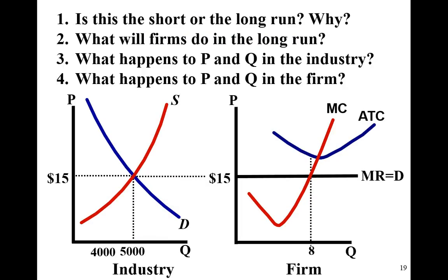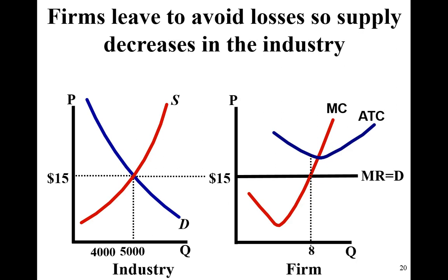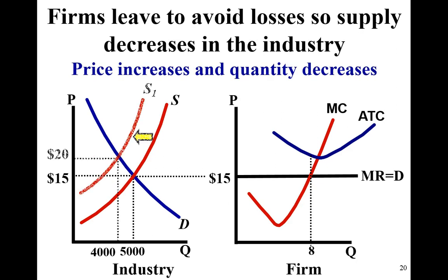So take a look at this one, short run or long run. You should be telling me short run because we have a loss in this case. Well, if we have a loss, you see in the yellow box there, what's going to happen to the number of firms in the industry? Firms are going to leave to avoid losses. So your price rises, your quantity decreases. You see we're now at $20.